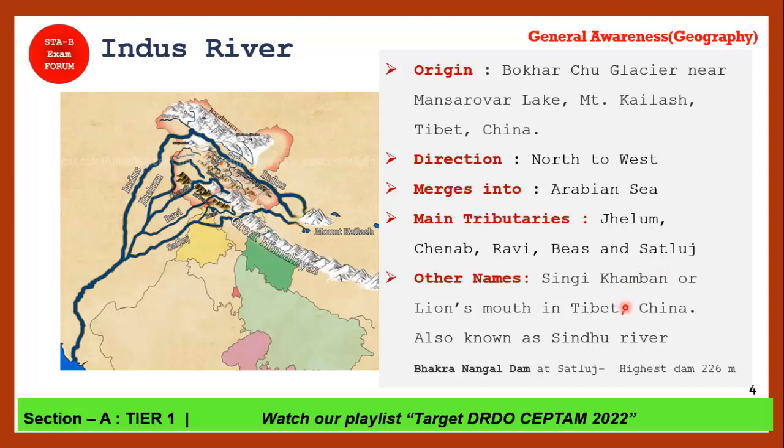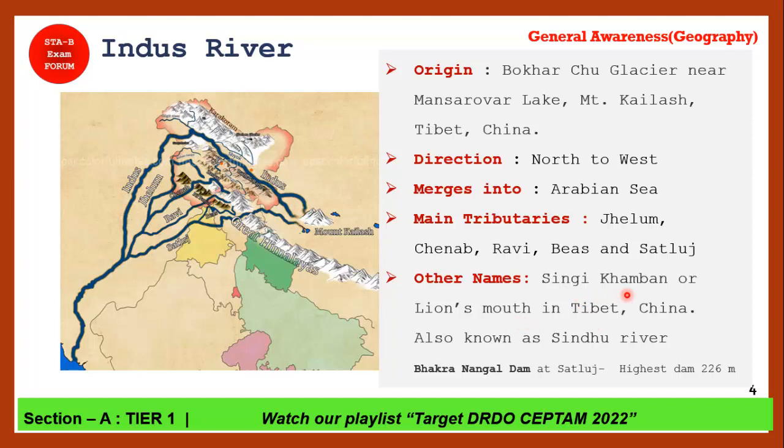The important thing is that this Bhakra Nangal dam is situated on which river? It is Satluj, okay. This Bhakra Nangal dam is the highest dam in the sense its height is 226 meter, okay. So Bhakra Nangal dam is situated at which river? Satluj river, okay.